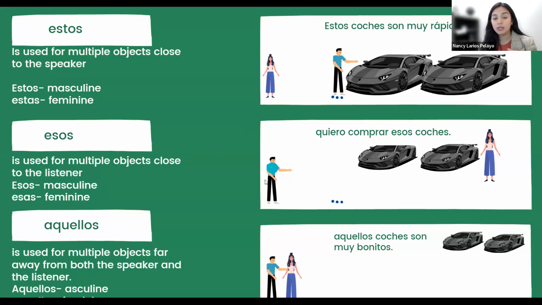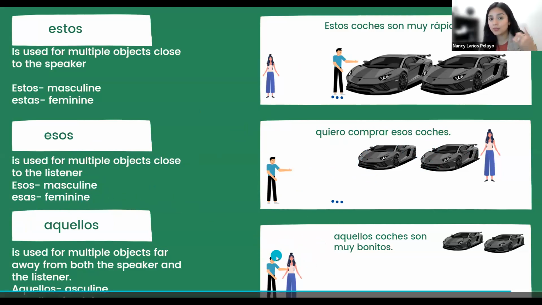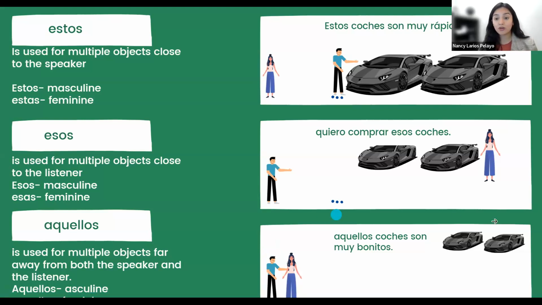Esos, when the objects are closer to the listener than they are to the speaker. Esos coches. Esas sillas. See? So those cars. Those chairs. See? Masculine and feminine. Esos coches. Esas sillas. Aquellos, again, both the speaker and the listener are far away from the object.